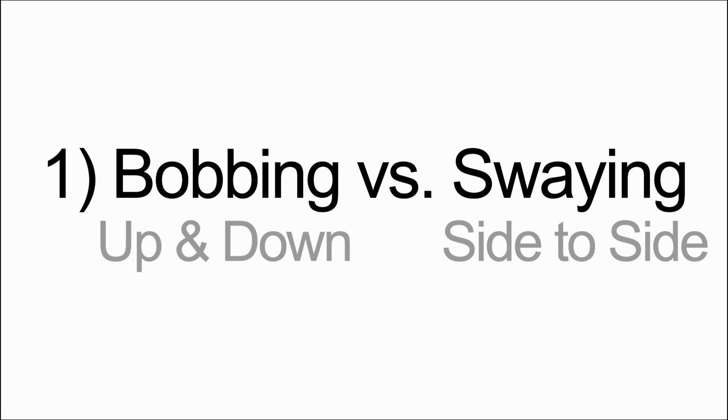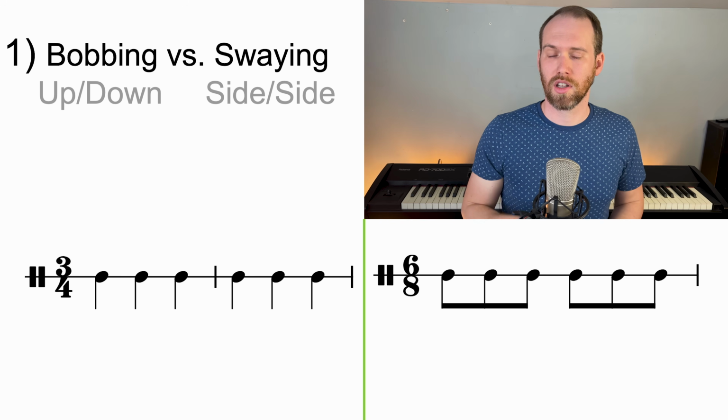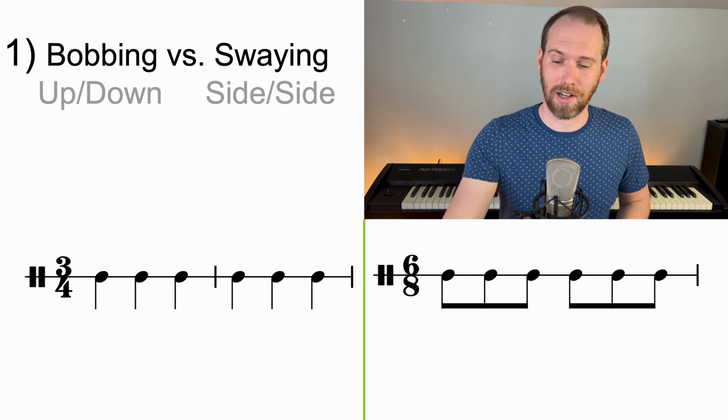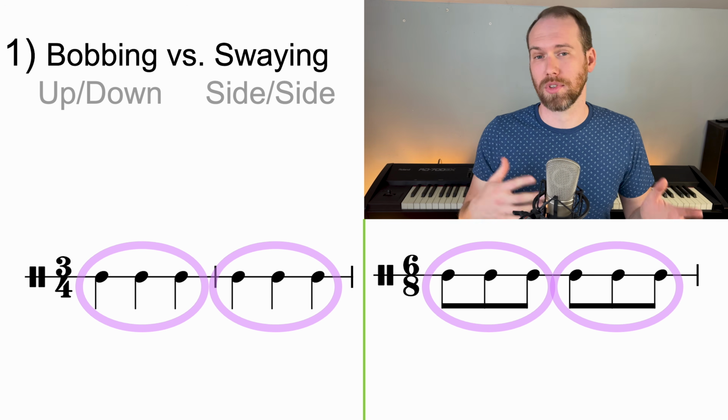All right, so this first method might be a little oversimplistic, but it's so important to really think about it. Do you feel more like you're bobbing up and down, or are you swaying maybe more side to side? So to break this down, when I have the 2 measures of 3/4 versus the 1 measure of 6/8, right, I can see that they both have 2 groups of 3.